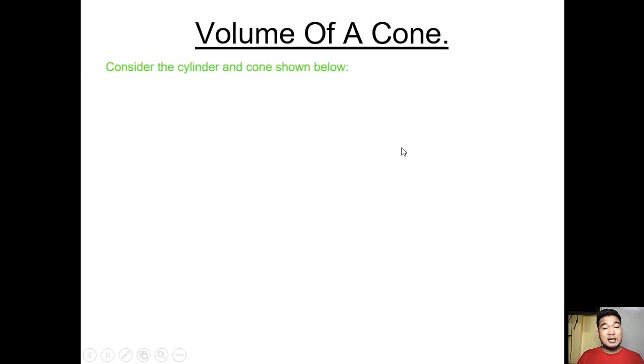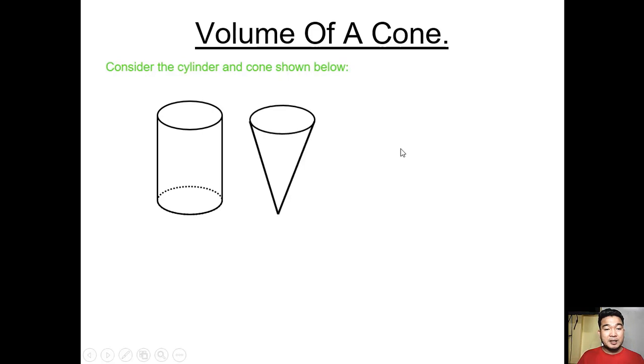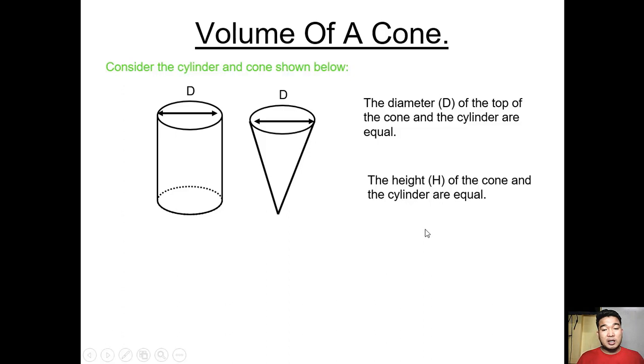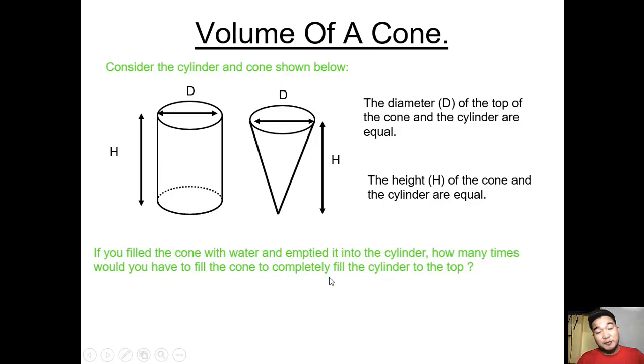So volume of a cone. Let's have a cone, mga 4. So ayan. So as you can see, ang cone nagmula yan sa cylinder. The diameter of the top of the cone and the cylinder are equal. The height of the cone and the cylinder are also equal. Yan. How about their volume? Of course, magkaiba ang volume ng dalawa na yan. If you fill the cone with water and empty it into the cylinder, how many times would you have to fill the cone to completely fill the cylinder to the top?